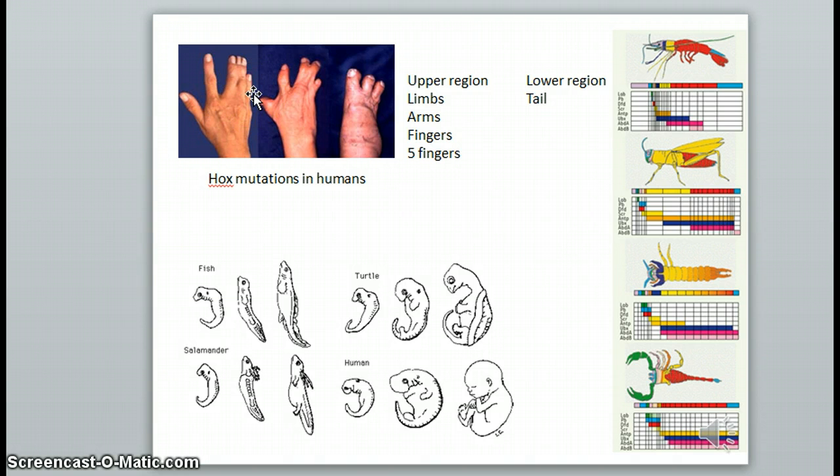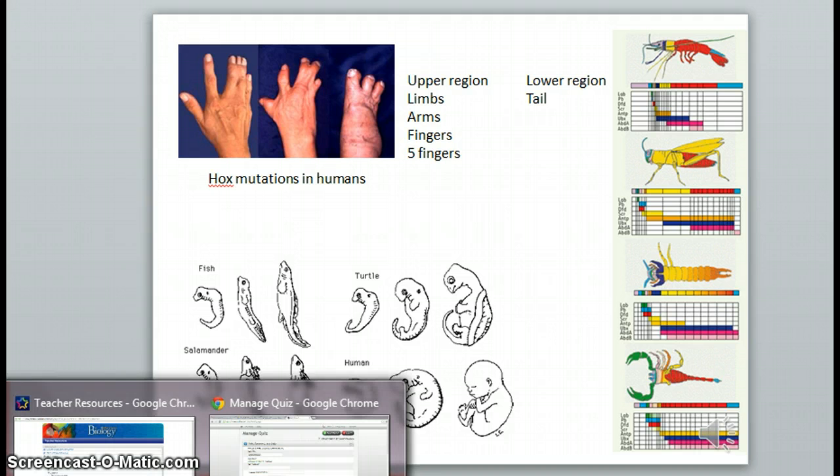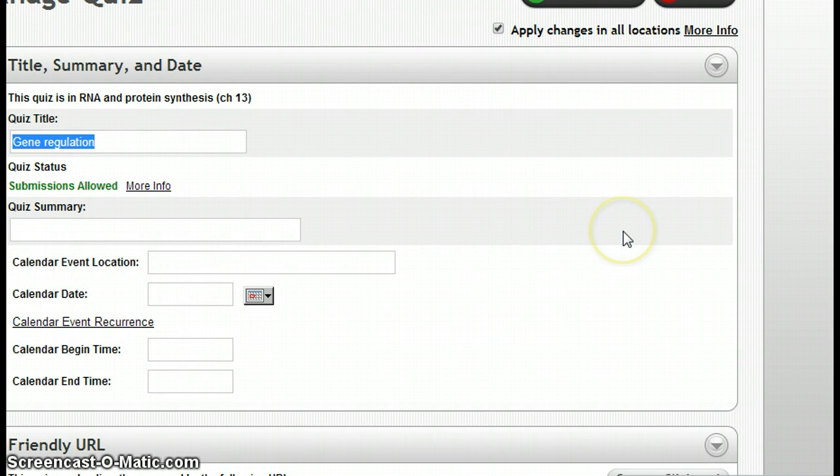Hox genes that are last in the cascade affect development least because they turn on fewer or no other genes. Because we don't usually see people born with no arms, we can infer that Hox genes needed for development are vital. So now that we're done, make sure that you go back and take the quiz.